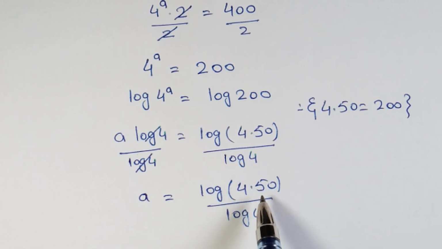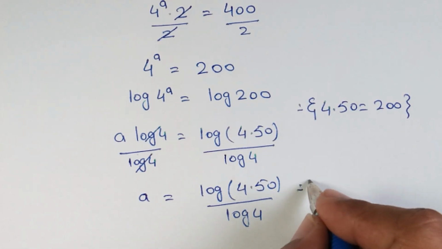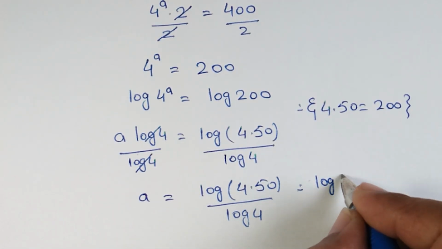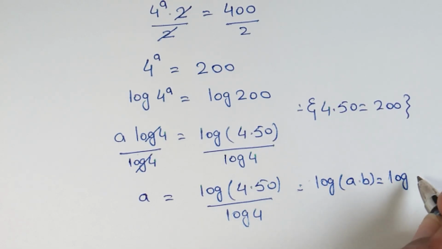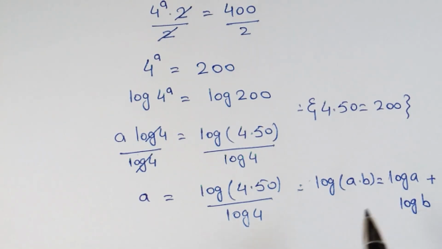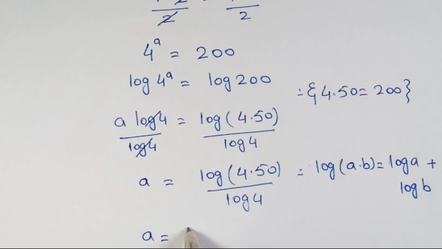So this part of the expression is in the form of log bracket a into b is equal to log of a plus log of b. So we will apply this log rule on this part of the expression, and we will get a is equal to log of 4 plus log of 50, whole divided by log of 4.